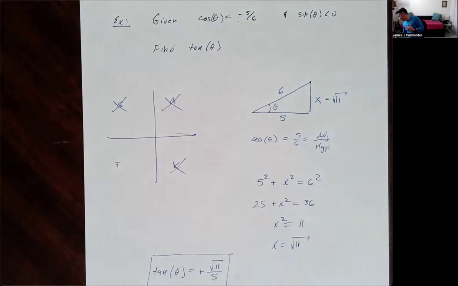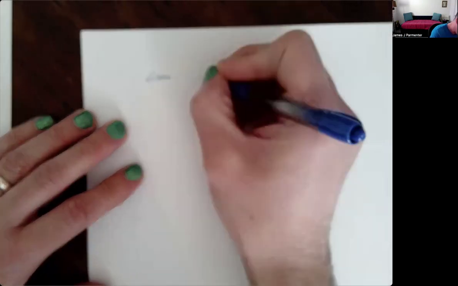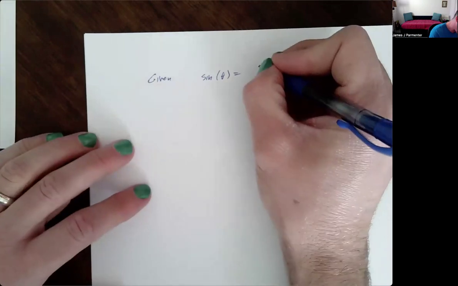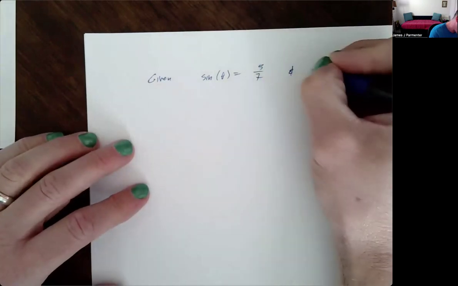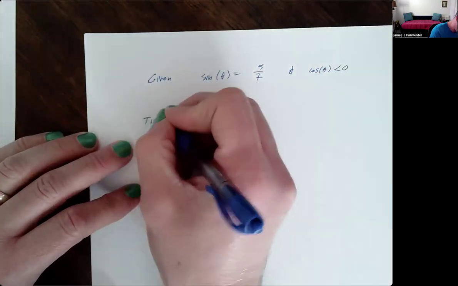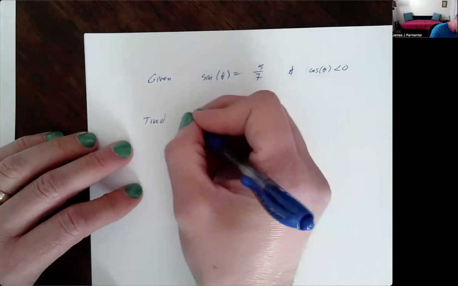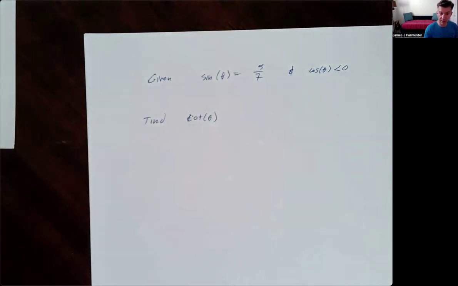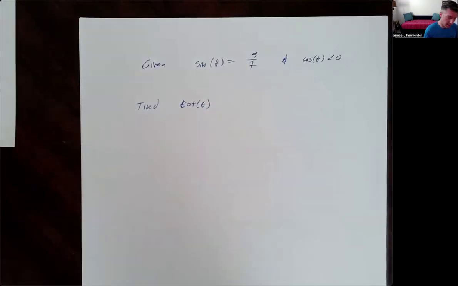Let's just do what I would encourage you all to do. I would say try this stuff on your own. So I would say, given sine of theta equal to 5 over 7 and cosine of theta less than 0, find, let's say, cotangent of theta. So again, pause the video, try it yourself. Great. And now let's do it.